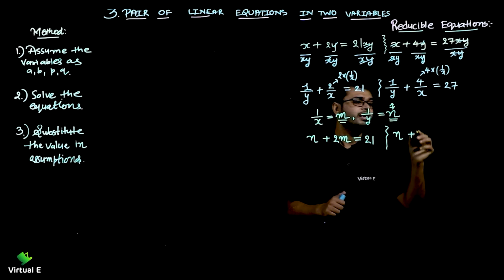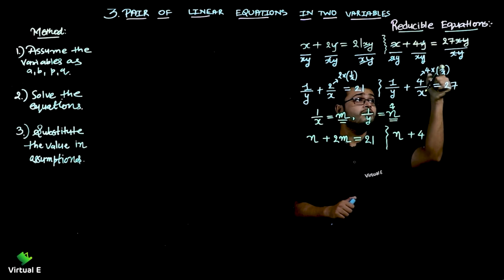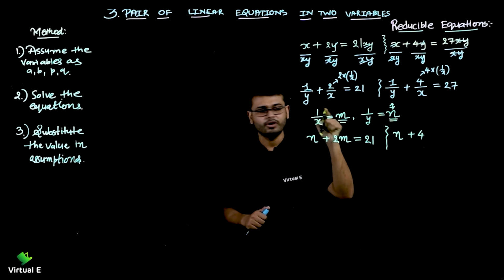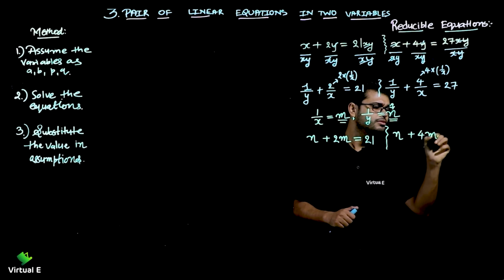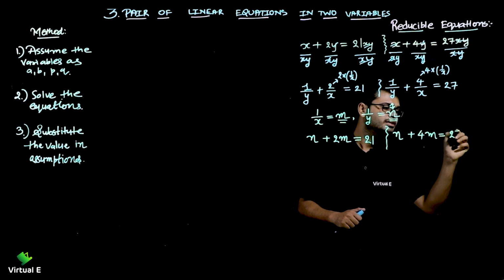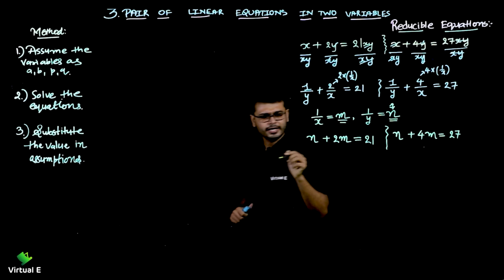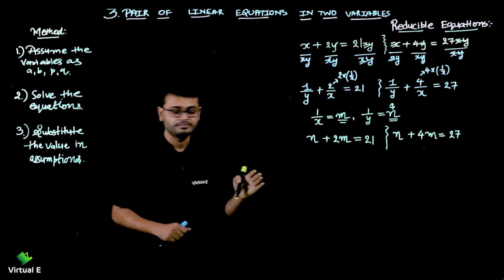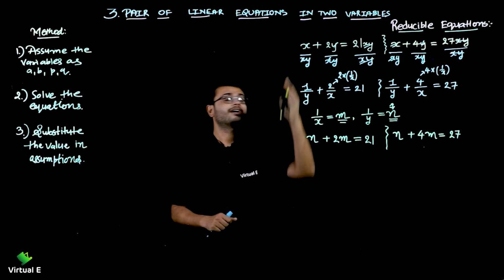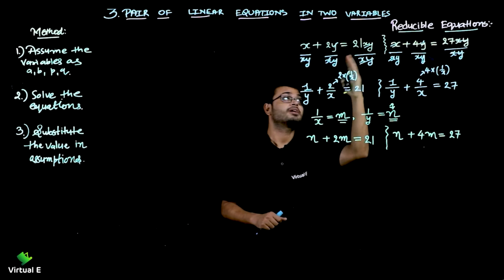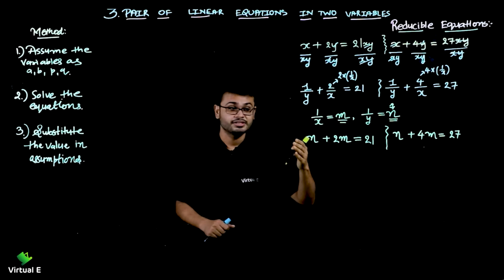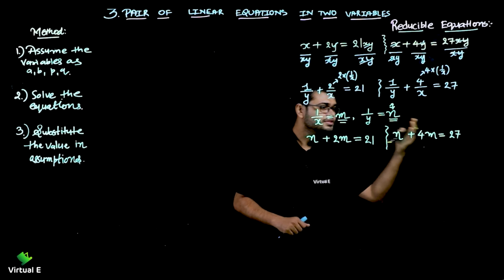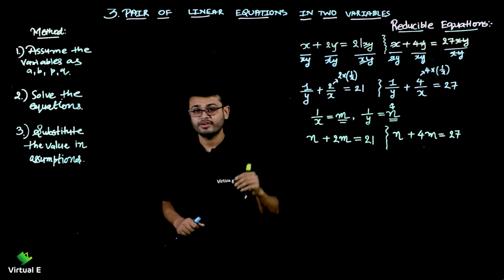So 4 will remain as it is. Instead of 1 upon x, I will be writing m. So n plus 2m is equal to 21, and 1 upon y is n. So right now I have two equations in much simpler form than I started with. There were two variables in multiplication, then in fraction, right? I don't have any of such situations right now in front of me.